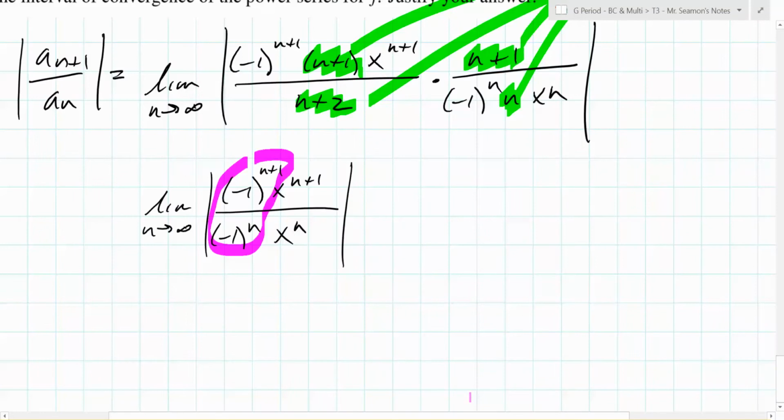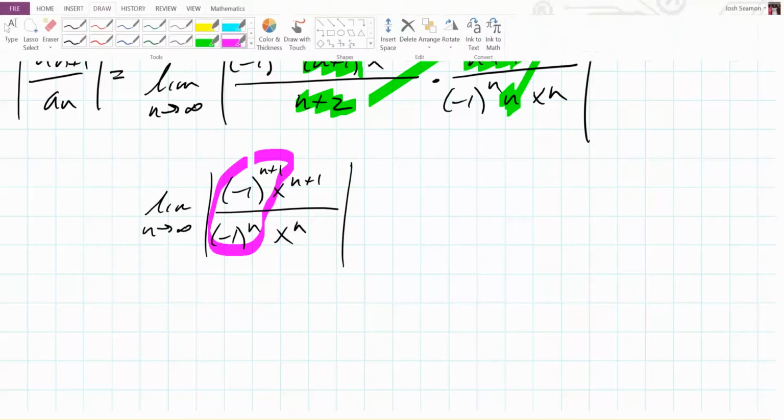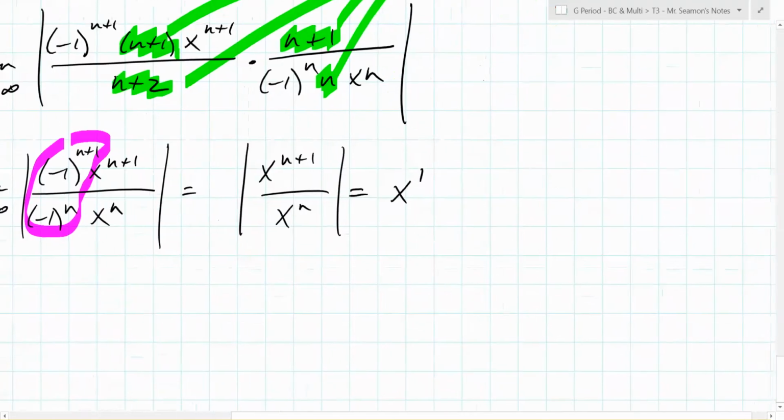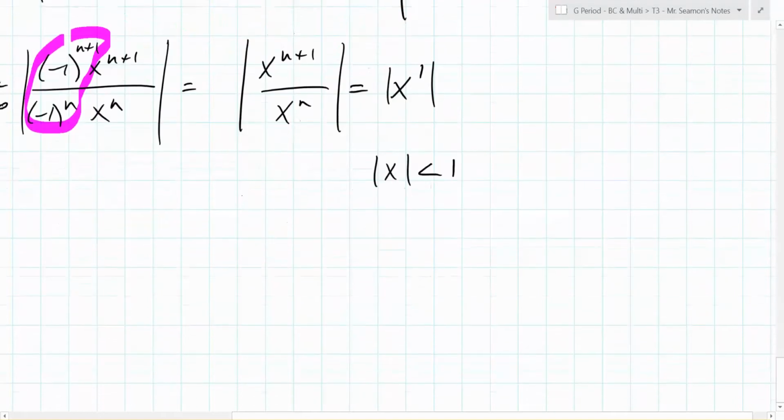Why? Because of the absolute value. The absolute value flattens it out, makes it go to 1, right? So this equals the absolute value of x to the n plus 1 over x to the n. What does that equal? x to the 1. And for that to converge, what does that have to be? Has to be less than 1, correct?